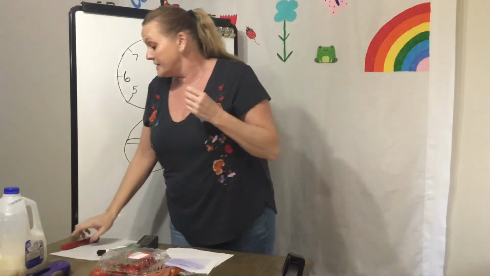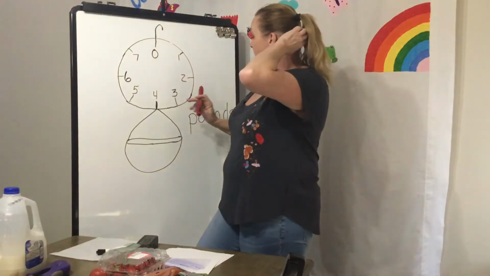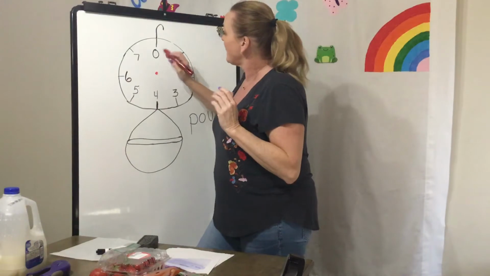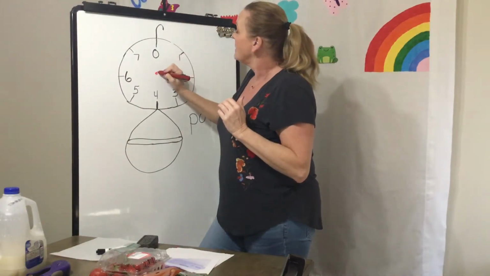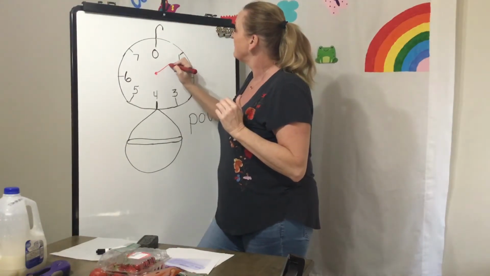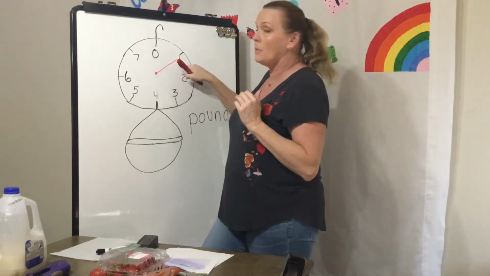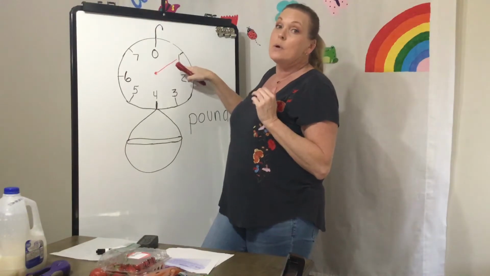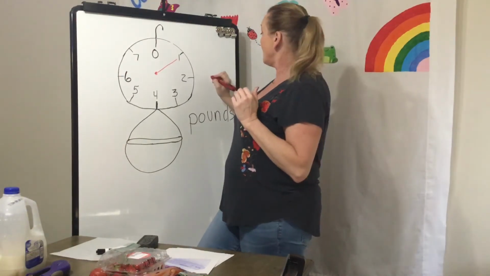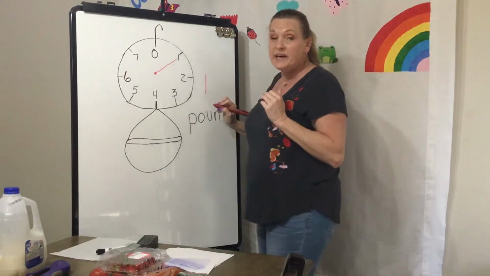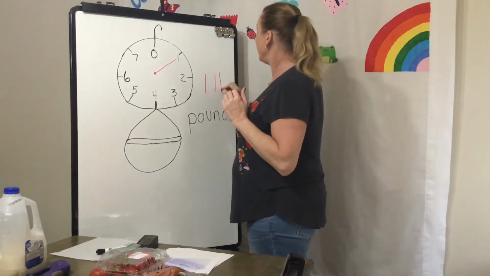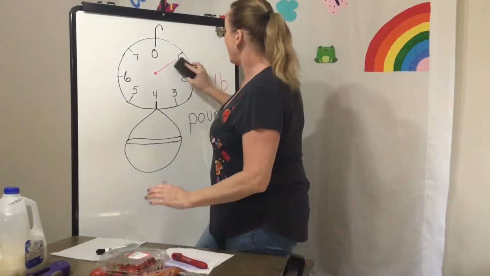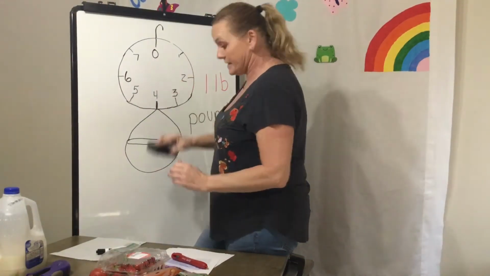So the way we read this is, let's say I bought a couple of tomatoes and I put them down here in my basket, right? Now it has a red line, like an arrow, and you just follow it along and see what it is pointing to. My tomatoes are pointing to the 1. So I know that my tomatoes weigh 1 pound. So I would write 1, and then we abbreviate pounds by LB. Okay, 1 LB.